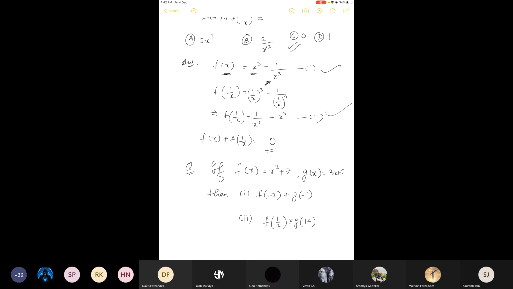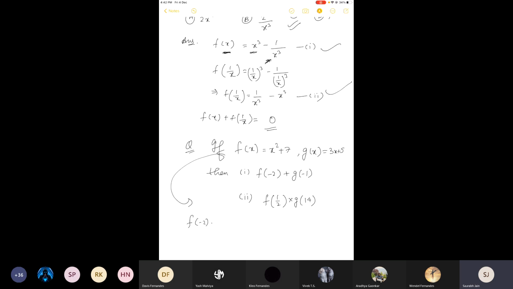13. So what is the meaning of f of minus 2? f of minus 2 means minus 2 whole square plus 7, which will be 4 plus 7, that is 11. Okay. What is g of minus 1? Now in place of x, you will put minus 1. So this will come out to be 2. Okay. Finally, you have to add these two. So 11 plus 2, 13. Simple.